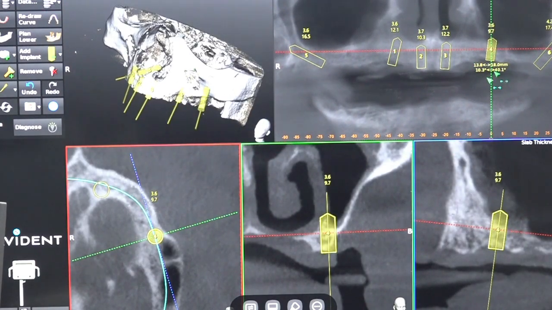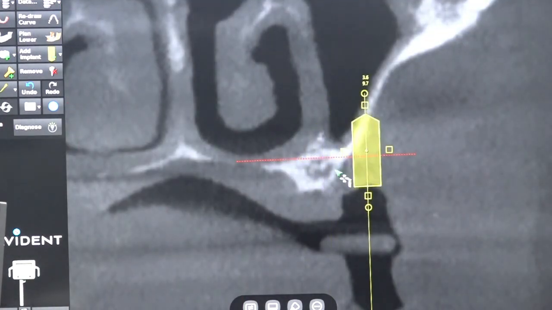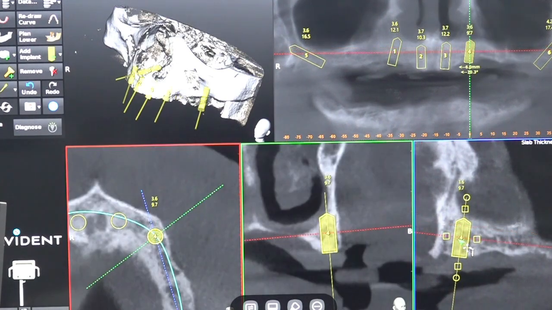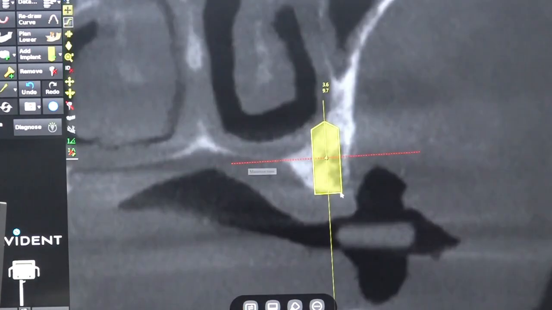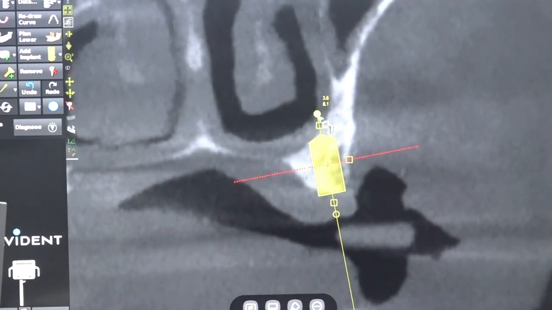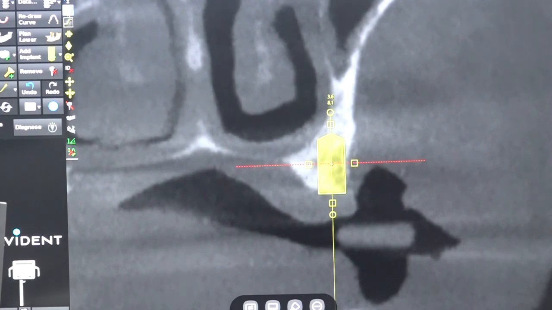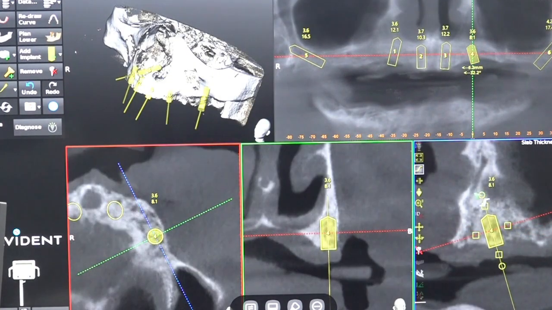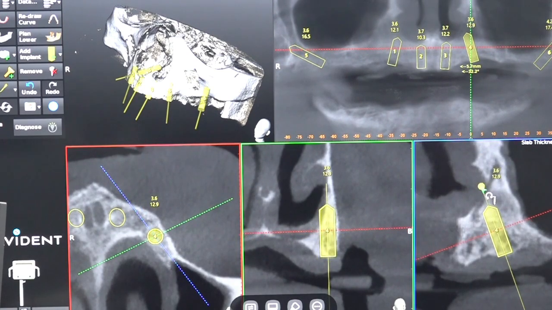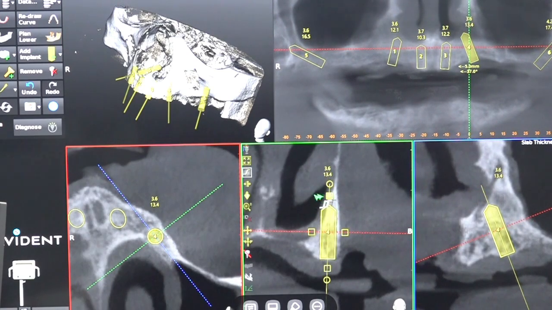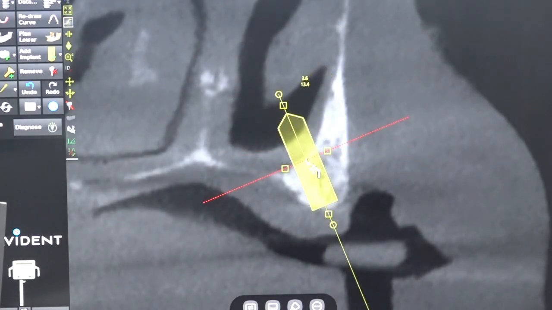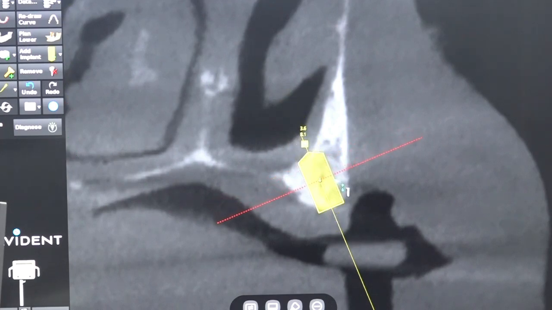This is the first molar area, absolutely less bone. We'll go to the second premolar. This is the left second premolar, only 7 or 8 mm of bone. So what we will do is tilt the second premolar implant towards the buttress, where it is around 13 mm. If we tilt towards the nasal floor, it is 8 mm.